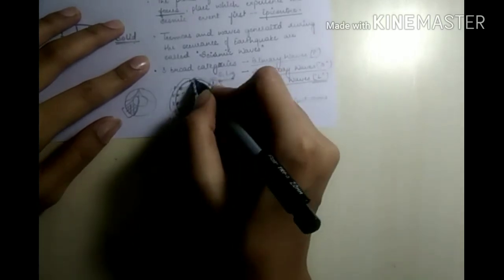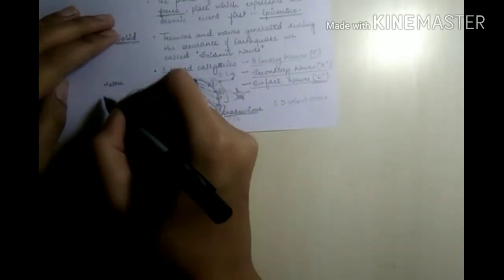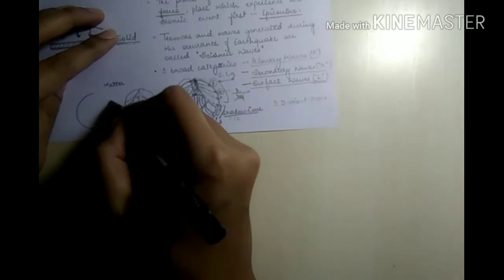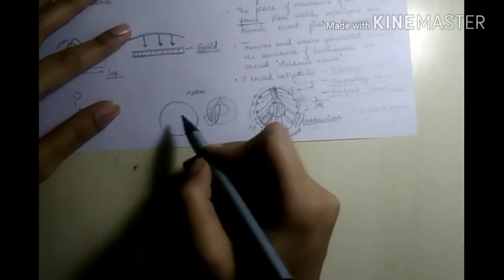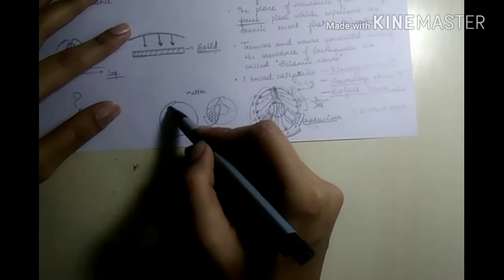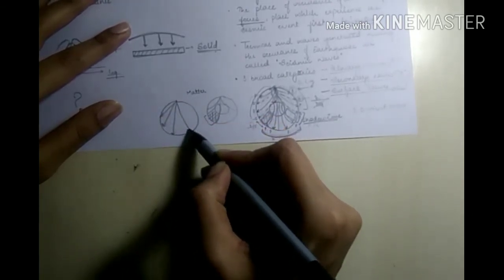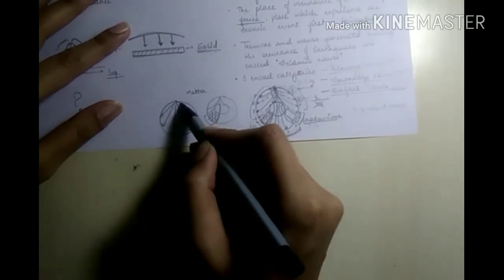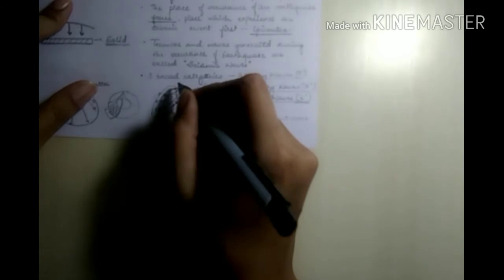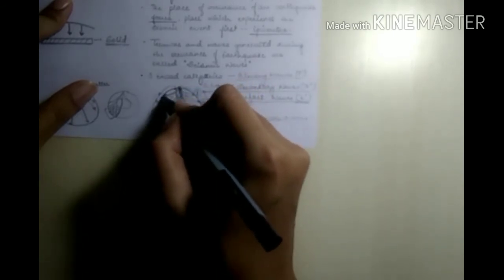Because you see, this wave is not going straight. They thought that if the Earth's interior were uniform, they would have received the waves like this. But the density of the interior matter of Earth is changing. As we go inside, the density keeps on changing. That's why the waves are bending.